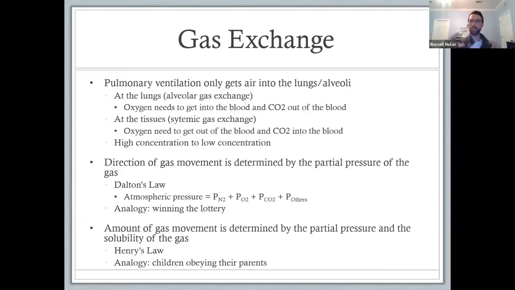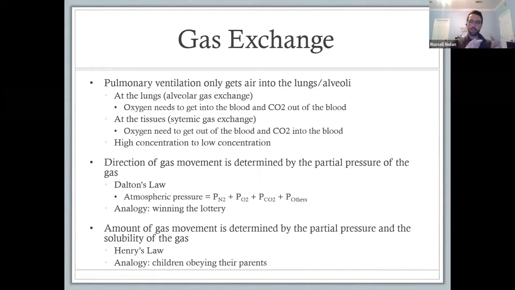So that means that you need to apply a much larger pressure gradient to oxygen to get it to move into the blood than you do carbon dioxide. Just like with one child, you have to apply a lot more pressure to get them to move because they're not as agreeable as another child. You just have to maybe give them that look and they will go do what you want them to do. And so that's Henry's law.